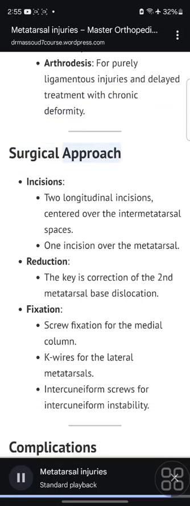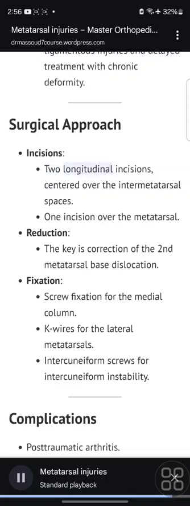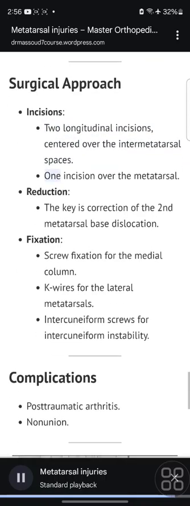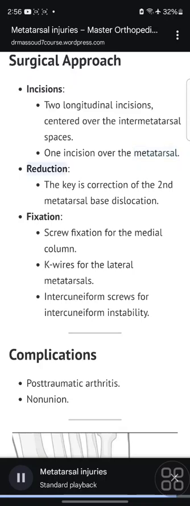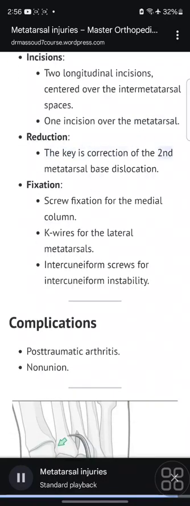Surgical approach. Incisions. 2 longitudinal incisions, centered over the intermetatarsal spaces. 1 incision over the metatarsal. Reduction. The key is correction of the second metatarsal base dislocation.